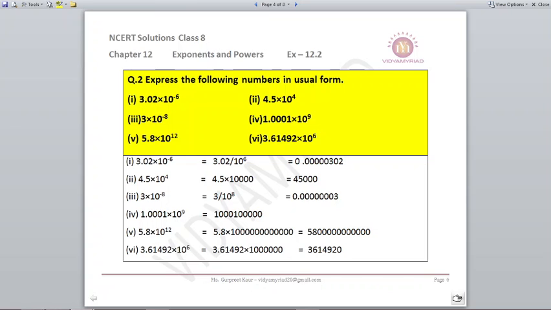4.5 into 10 raised to power 4. So I need 4 places on my right side after the decimal. I have 5 with me. The remaining 3 will be as 3 zeros, so 45,000. Next, 3 into 10 raised to power minus 8. Minus means you need to move towards your left hand side. How many times? 8 times. You already have 3, 1 place is with you. So the remaining places will be written as 0. So 7 zeros you will put and then put a decimal.